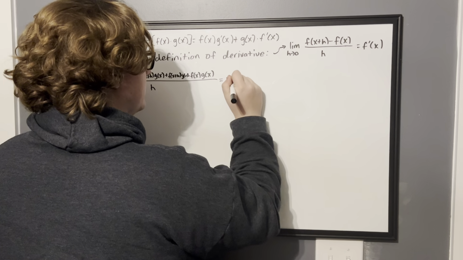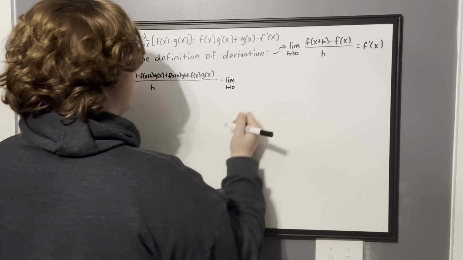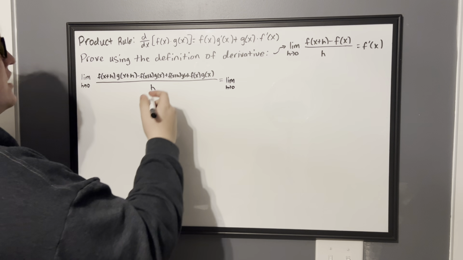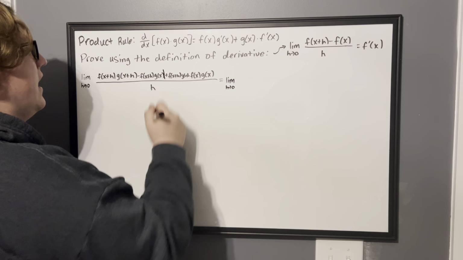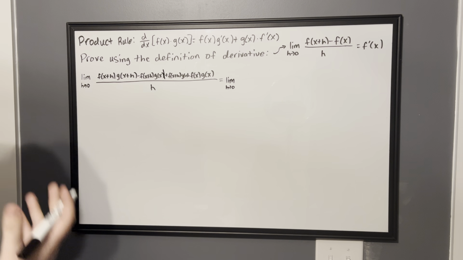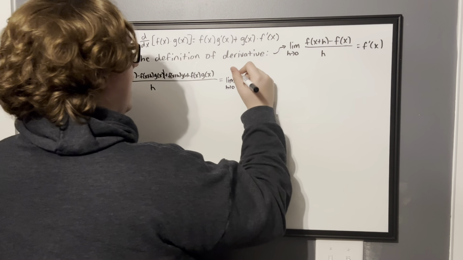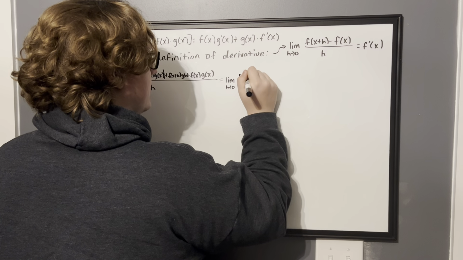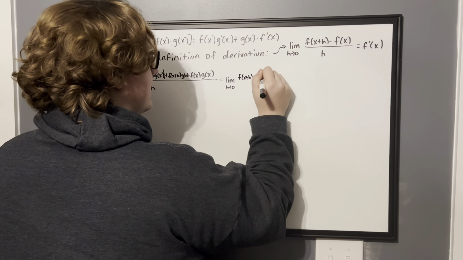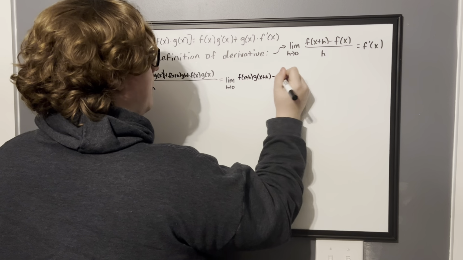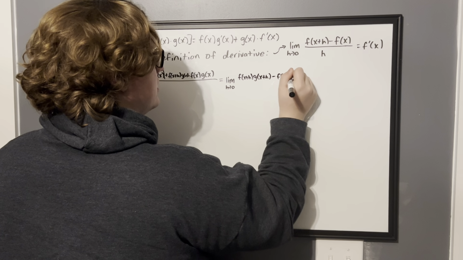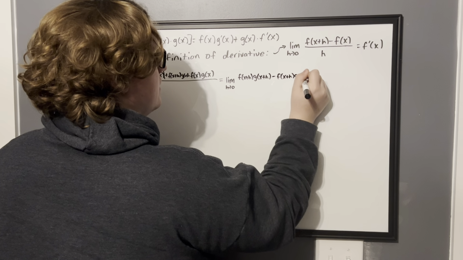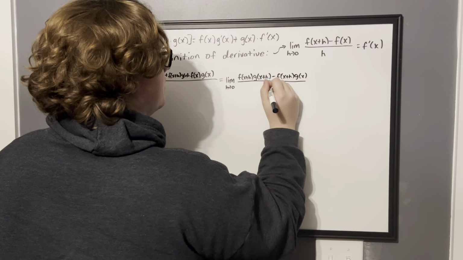And now the reason that we're doing that is now we're going to break up this fraction. So we still have the limit as h goes to 0. And now we're going to break up the fraction right here. We're basically going to cut it right there. And you'll see why we do that here in just a second. So we're going to have f of x plus h, g of x plus h, minus f of x plus h, g of x, over h.